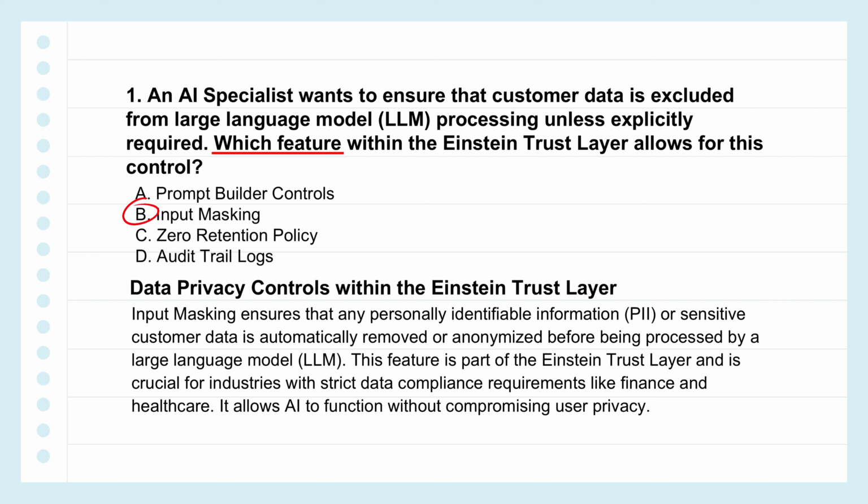Input masking basically lets you set rules to automatically hide or anonymize certain data fields before they even reach the large language model. So it's like a bouncer for your data. It checks the ID, blacks out the sensitive bits. Kind of, yeah. It means the AI can work with the non-sensitive context, but things like PII, credit card numbers, that stuff stays protected. It's fundamental for trust and compliance.